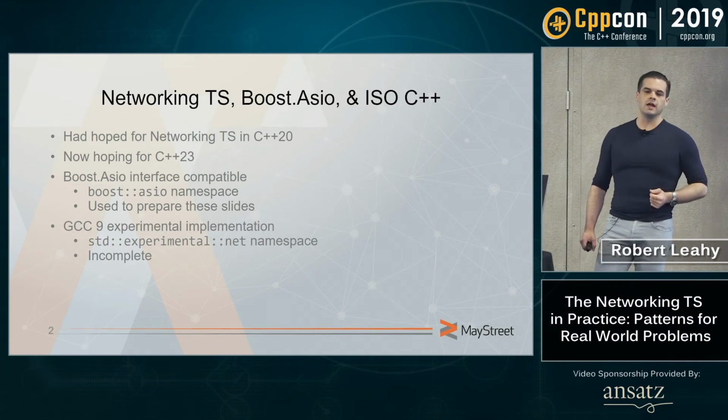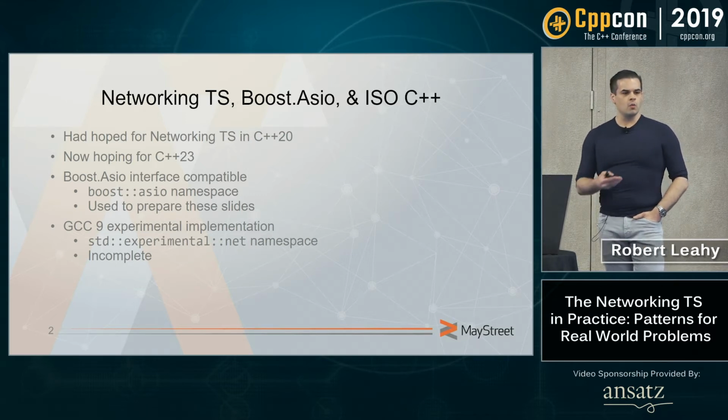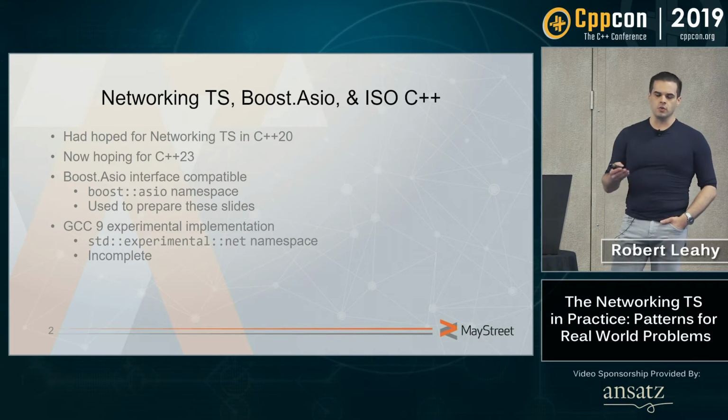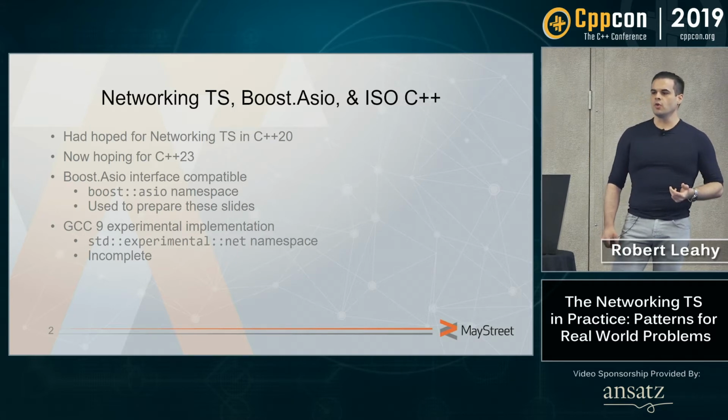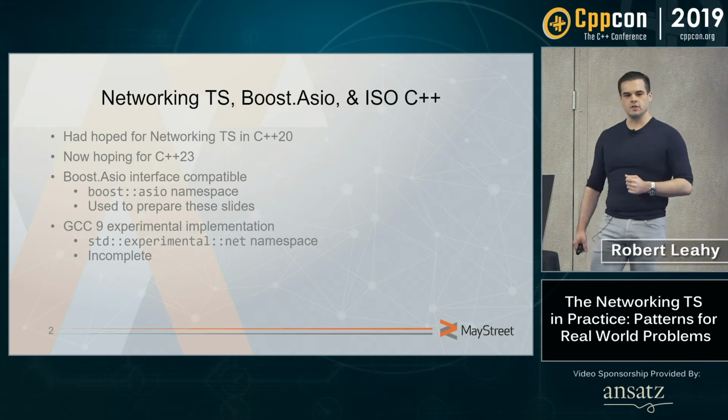Because when I gave my talk last year, we were hopeful the networking TS would be in C++20, but that was not meant to be. Now we're looking down the barrel of C++23, which perhaps raises the question at once of why give this talk now? Why not wait 2 or 3 years until once again the networking TS looms large over the horizon?